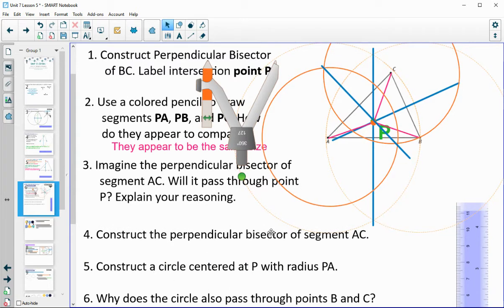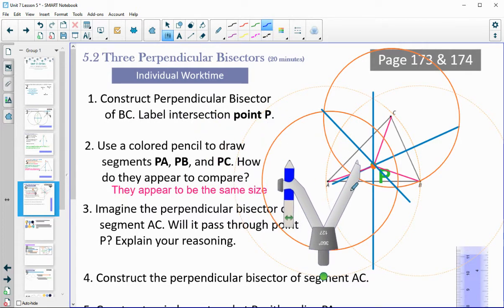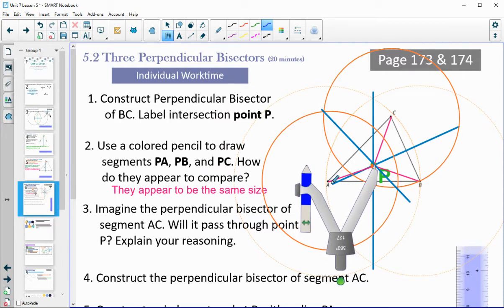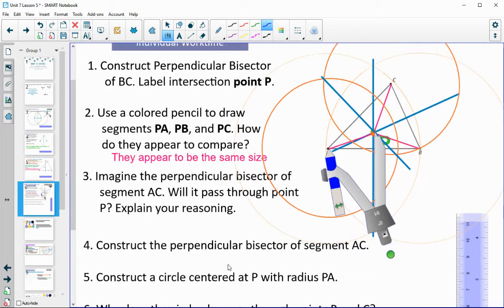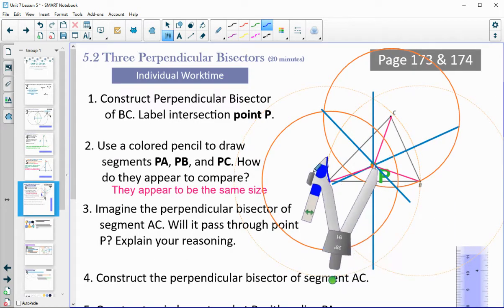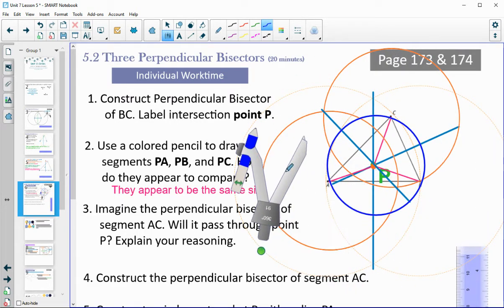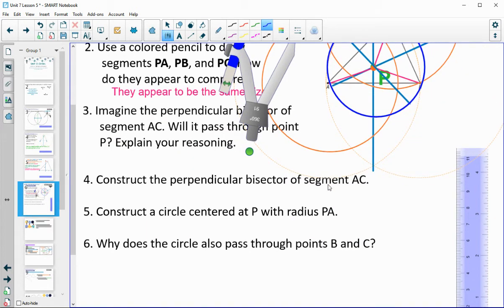So now they want us to construct a circle with P as the center. So go ahead and put your compass at P for the center, and then open it to the radius of A. So you want to go P to A, and then draw the circle around. So centered at P, open it up to A for the radius.